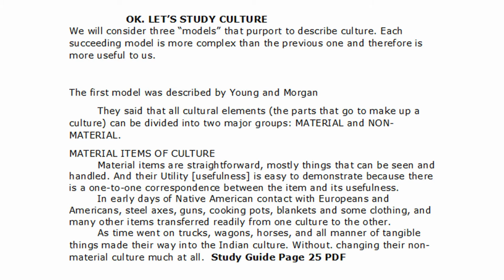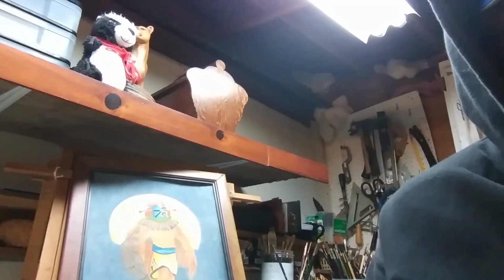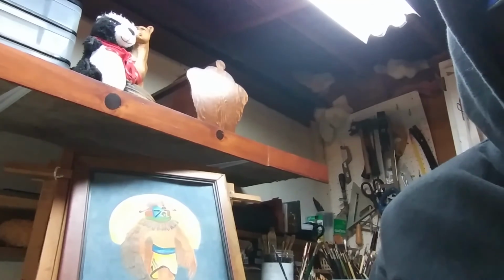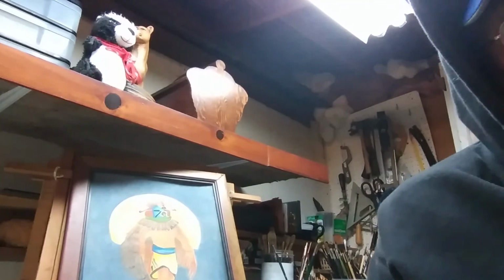Okay, we'll consider 3 models that purport to describe culture. Each succeeding model is more complex than the previous one, and therefore is more useful to us. Now, when I was teaching VISTA volunteers and other people and had to introduce them to the idea of culture, I always started with these 3 models. Because the first one is relatively simple, straightforward, easy to understand, it gives you some hooks to hang the other models on as you dive deeper and analyze further. Now, the first model was described by Young and Morgan.